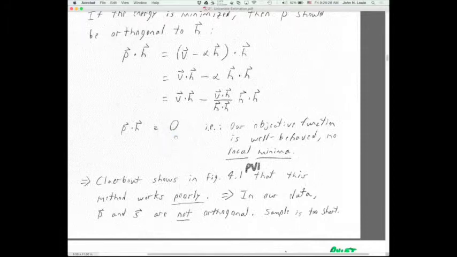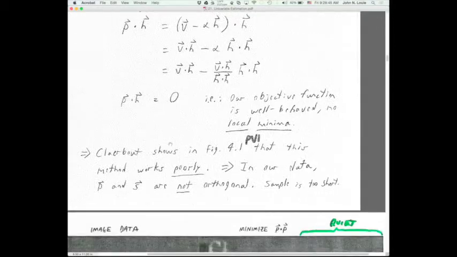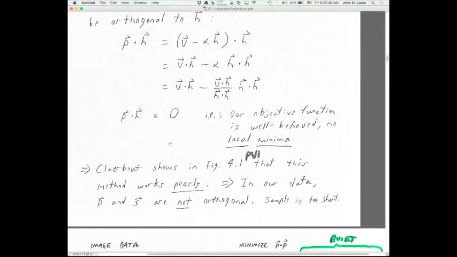Okay, what this shows is that our objective function is well behaved. There are no local minima. So that's useful to know. Another way of justifying this approach, which I agree does seem way too simple.